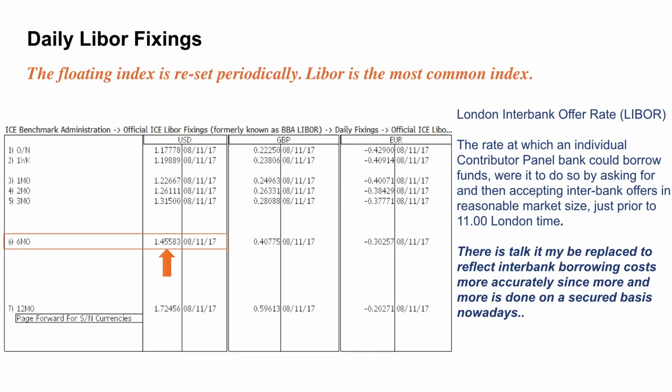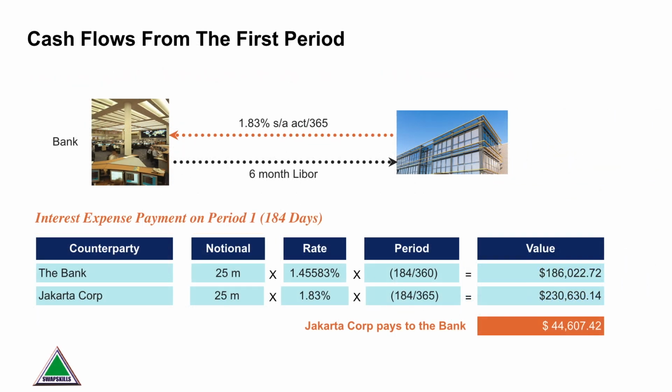Now, when we look at the Libor setting, here's the page that would be used for the Libor. It used to be run by the British Bankers Association. Now it's the Intercontinental Exchange. And we can see that 6-month Libor for the first setting sets at just over 1.45%. Now, if I compare that to the fixed rate, which will not change during the life of the swap, we've got a fixed rate here of 1.83%.